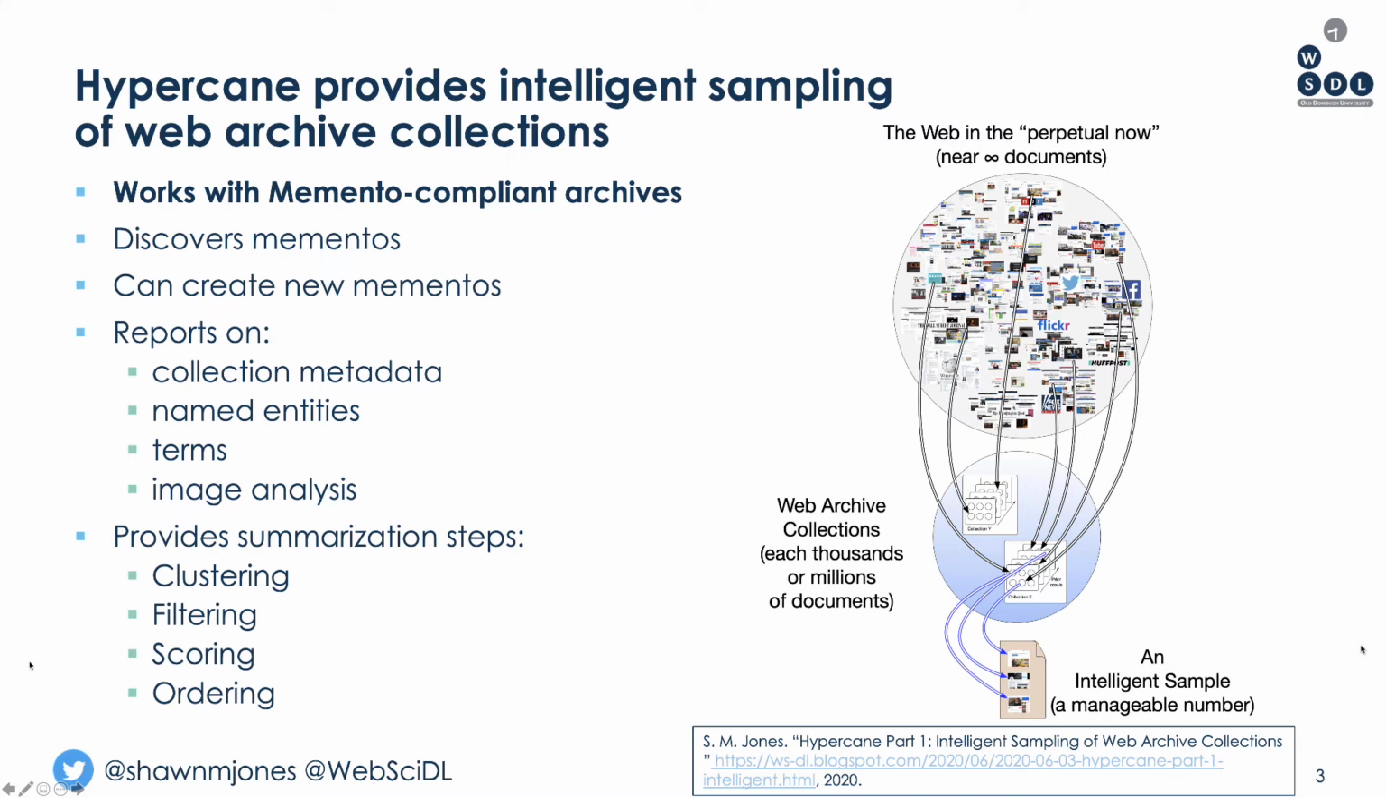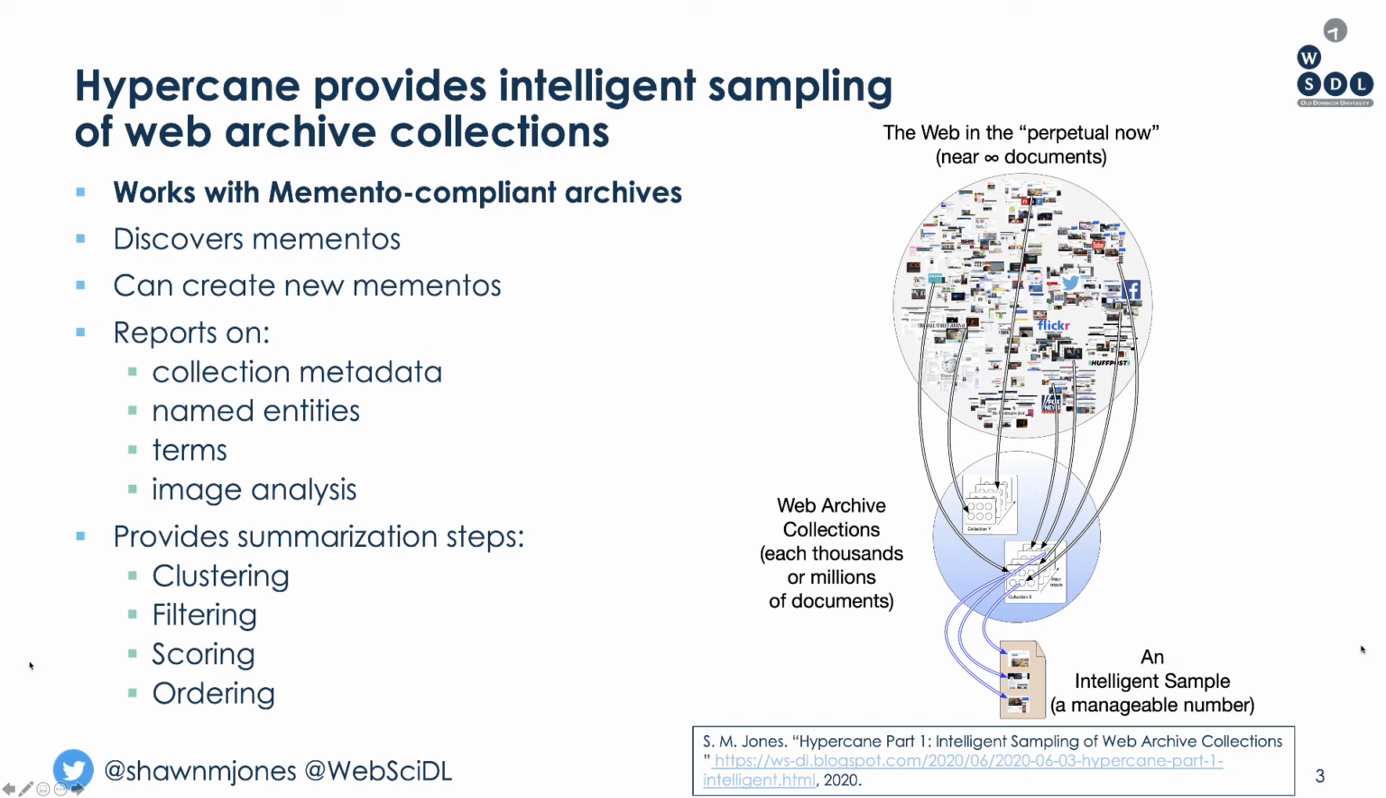You can create reports on collection metadata or named entities, or terms, or image analysis. You can go ahead and do clustering and filtering. You can score mementos and you can order them for your story. And as you can see, with all this functionality, there's a variety of things you can do with it in addition to web archive storytelling.